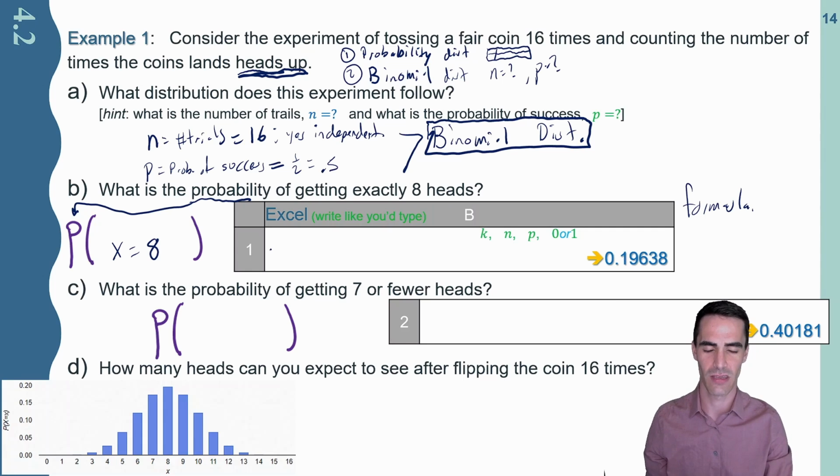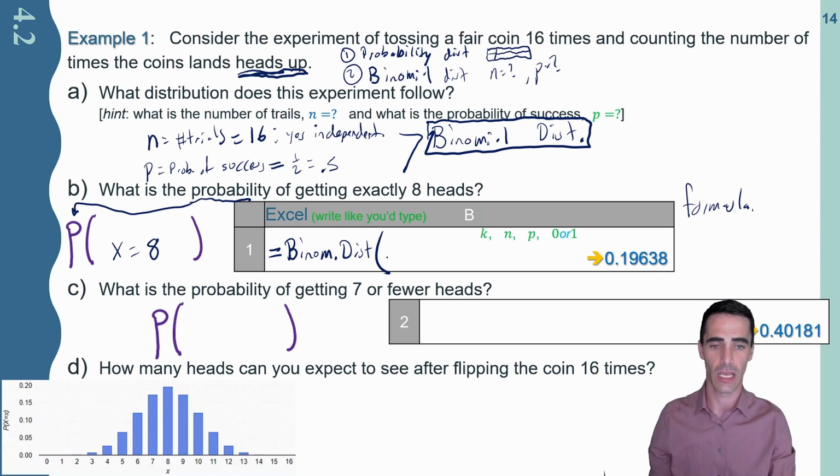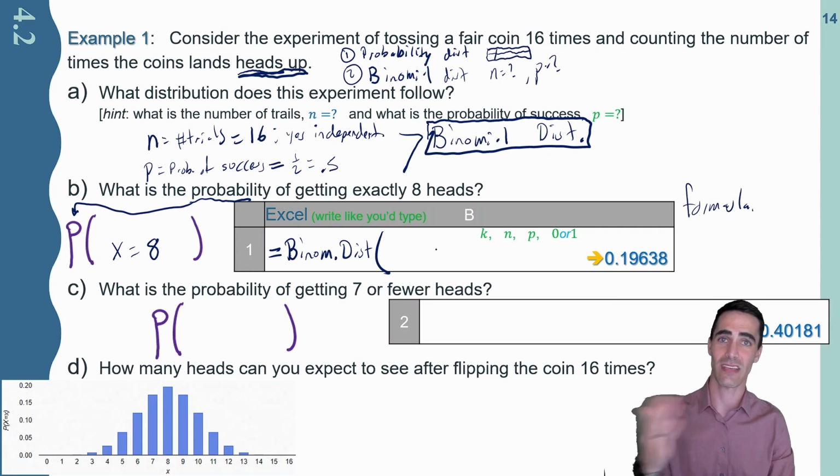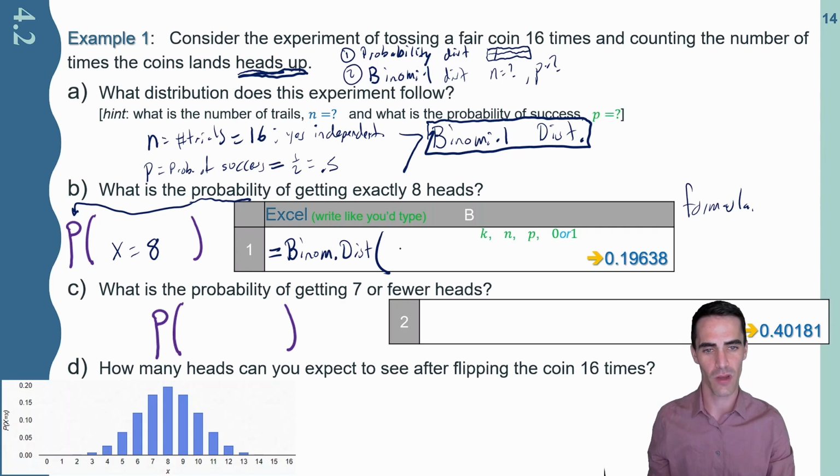I should write it like this. Equals, I have binom.distribution. Again, writing it just like we would type it. And then I have 4 inputs to choose. The first input is K. How many successes do we want to experience? For this one, I want exactly 8. So I'll write 8 for the first.